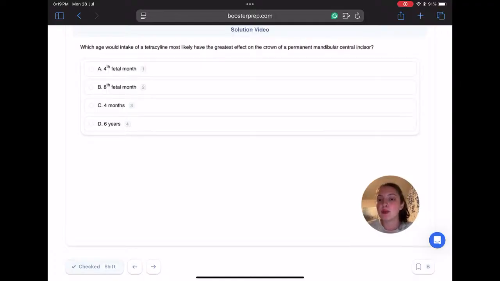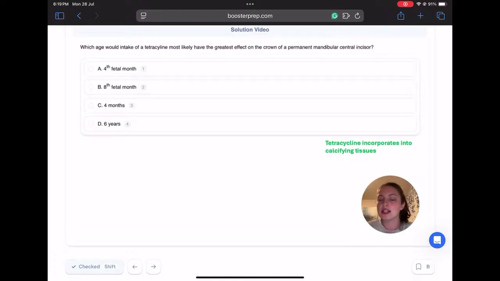Now, tetracycline is a broad-spectrum antibiotic that is used to treat many infections, but one of its side effects is incorporation into tissues that are calcifying at the time it is being taken. This is due to the antibiotic's ability to chelate calcium ions, allowing them to be incorporated into bone, cartilage, and even teeth.